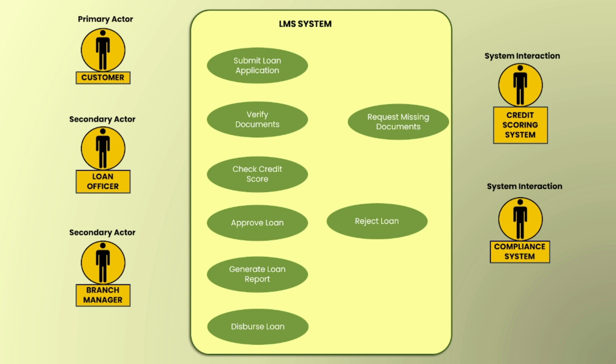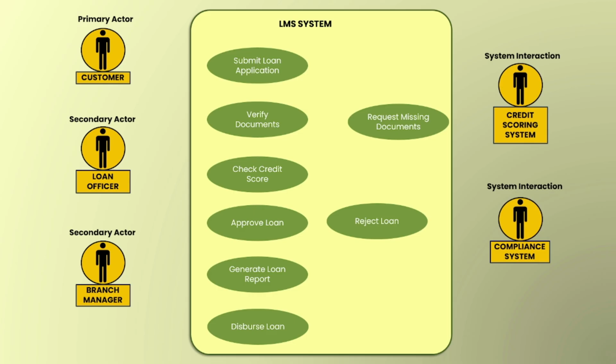And similarly, the compliance system, which checks the compliance and banking regulations, will interact with our loan management system. So once an interaction happens, whether it is a person or a software-to-software interaction, we will consider it an actor. Now I guess you have a good idea of what an actor is and how systems are also considered actors.